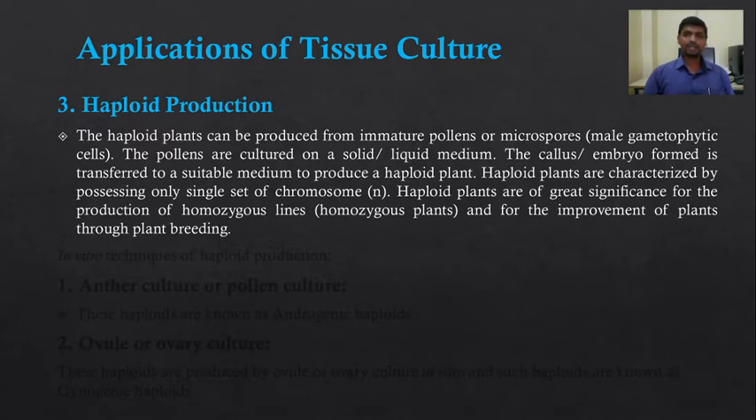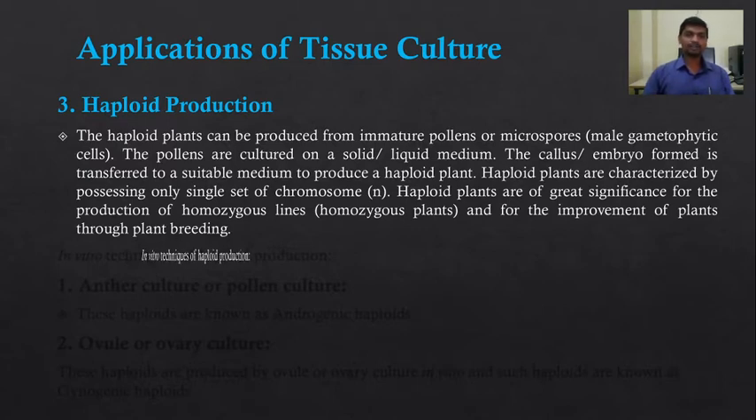Haploid plants are of great significance for the production of homozygous lines or homozygous plants and for the improvement of plants through plant breeding. In plant breeding, homozygous plants are crossed with each other. So in hybridization experiments, these homozygous plants are obtained from haploid plants. Haploid plants are thus of great significance for the production of homozygous plants.